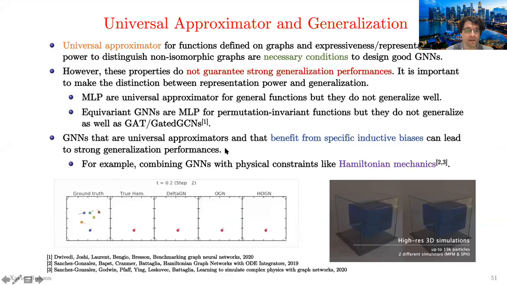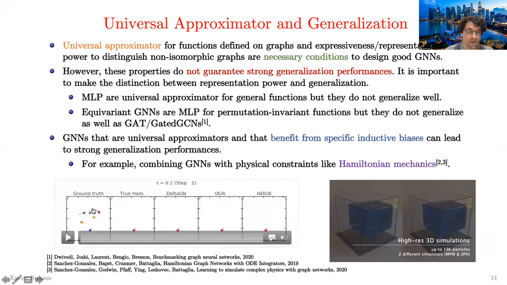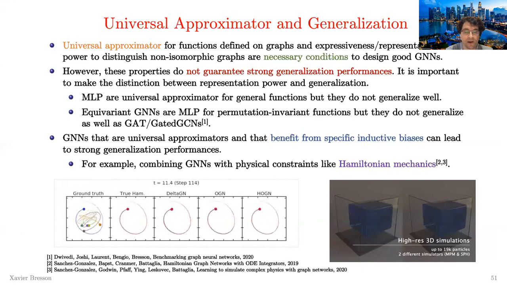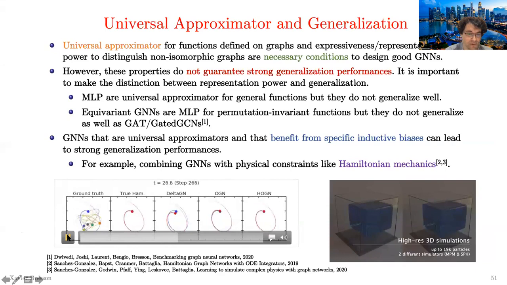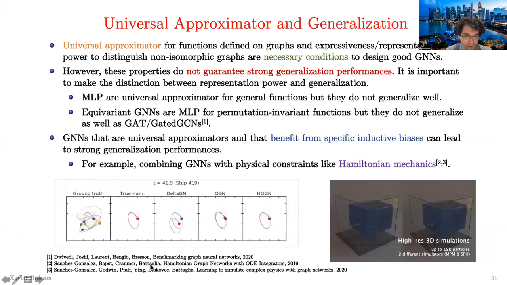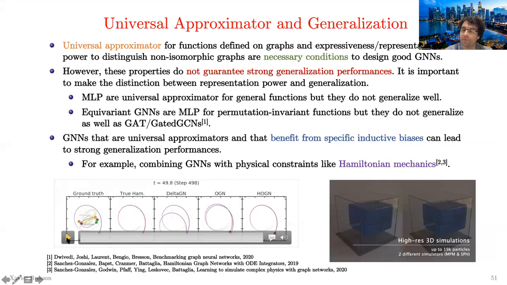So for example, here I want to show you the combination of graph neural networks with physical constraints, like Hamiltonian mechanics. You're going to see particles moving, with the true solution and then your graph neural network solution. You see that you are able to be very close to the ground truth solution. Okay. So this was the work by Kyle Cranmer and Battaglia, and it's a very nice work, making the bridge between physics and machine learning and graph neural networks.